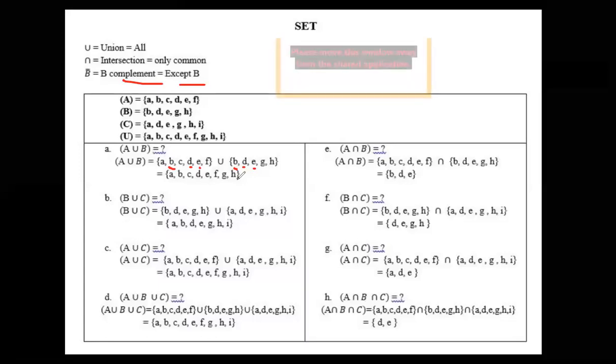So write down in the alphabetical order. A, B, C, D, E, F, G, H. Okay, in this way. Let us write down. So this is our answer of A union B. So this is a basic topic, right? This is the basic only.